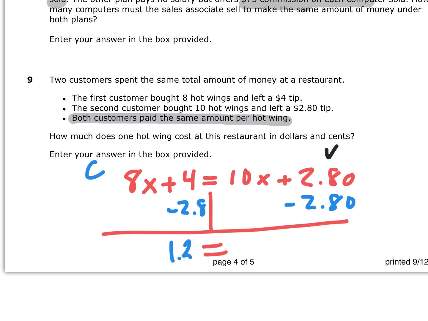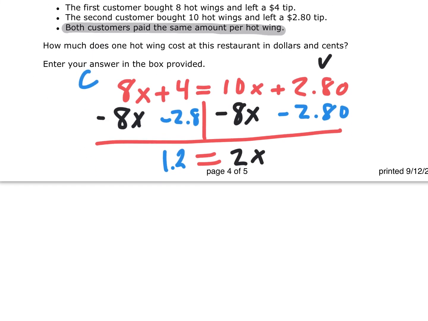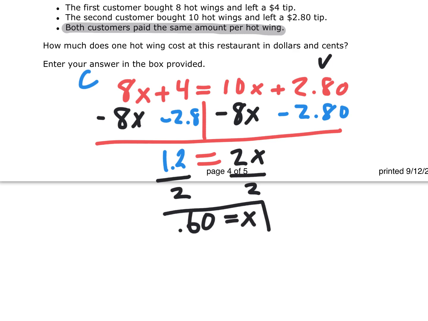And then I'm going to move the 8x: minus 8x, minus 8x, and we get 2x. So $1.20 is equal to 2 wings times how much they cost. That's what this is saying. $1.20 is equal to 2 wings times the cost of each wing. Well, if 2 wings is $1.20, then 1 wing is 60 cents. So when we divide by 2, we get 0.60 equals x. So each wing at this restaurant is 60 cents.